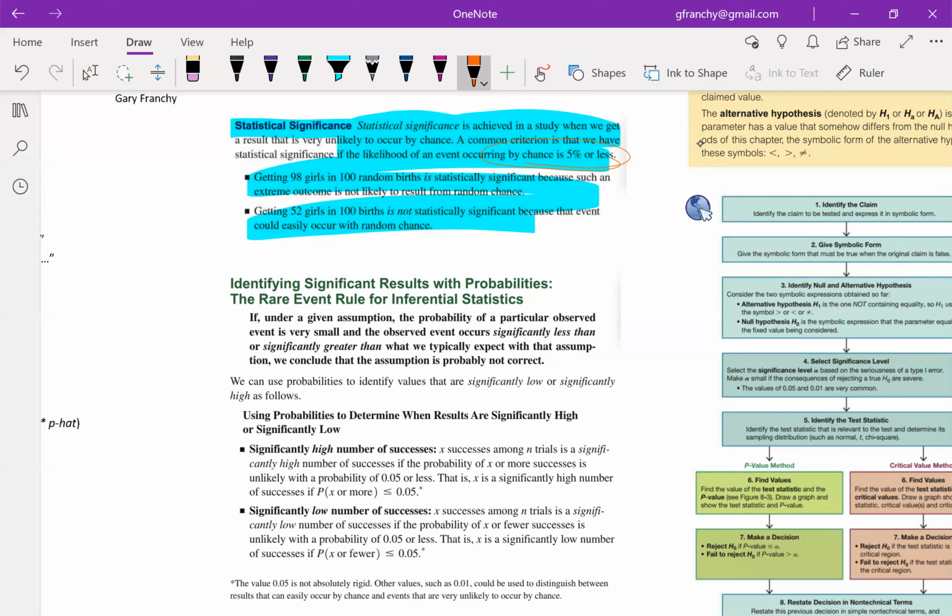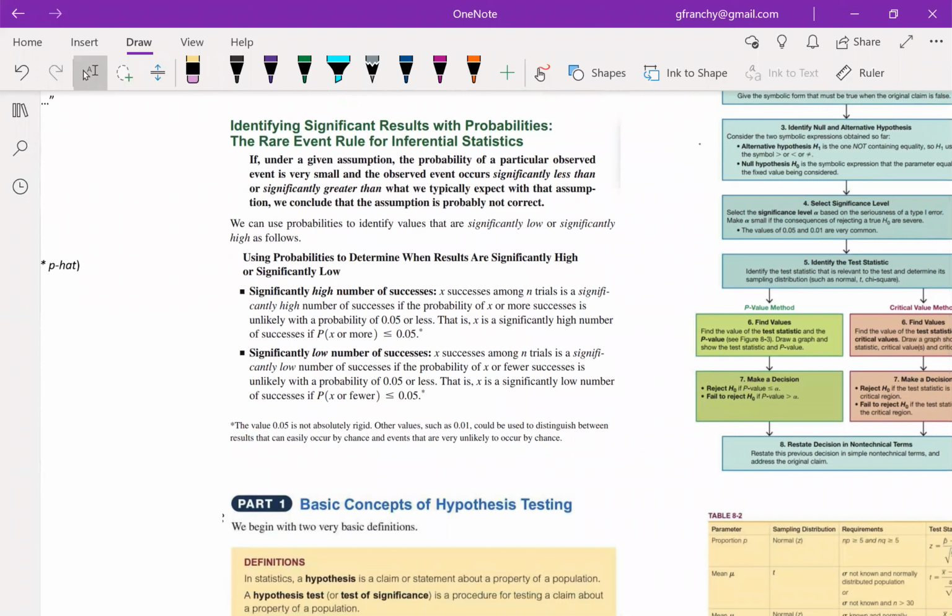So back in Chapter 1, they had us go through this idea, but they provided us the probabilities. In Chapters 4, 5, and 6, we learned about probabilities. And when we learned about probabilities, we revisited this again, and they gave us the rare event rule for inferential statistics. And this says, if under a given assumption, the probability of our observed sample result is small, and it's significantly more or less than what we typically expect, then we conclude the assumption is probably not correct.